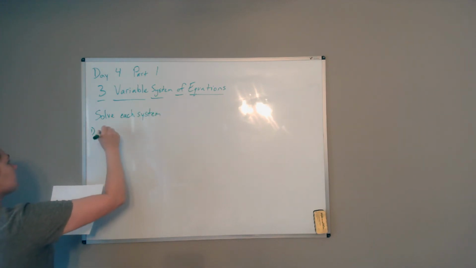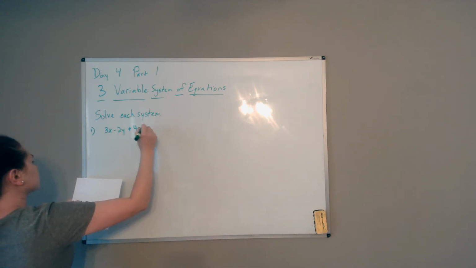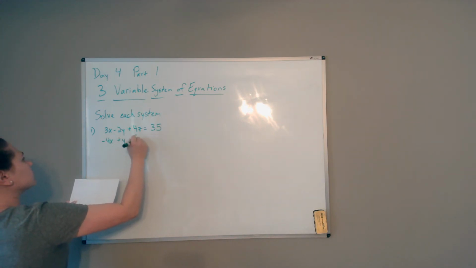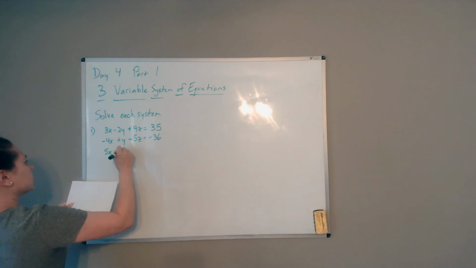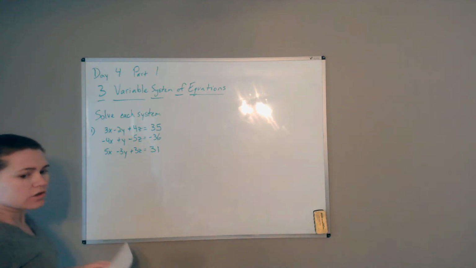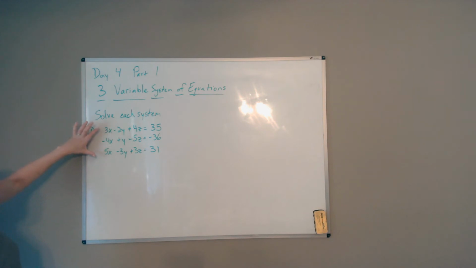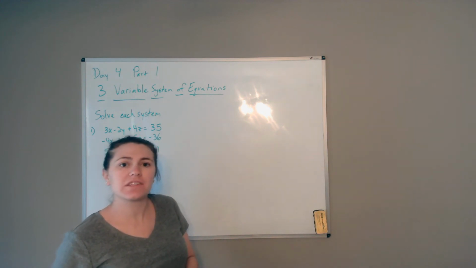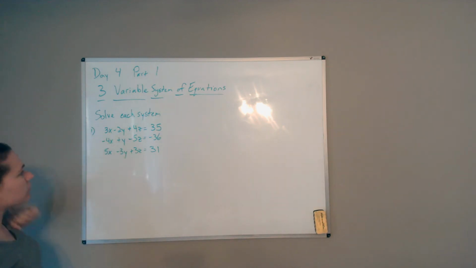So number 1, so we look at number 1, our 3 variables are x, y, z. You do not have to see x, y, z in all 3 equations, okay? But if x, y, z are the variables in your system, you must have 3 equations. So we can see we have 3 equations, okay?